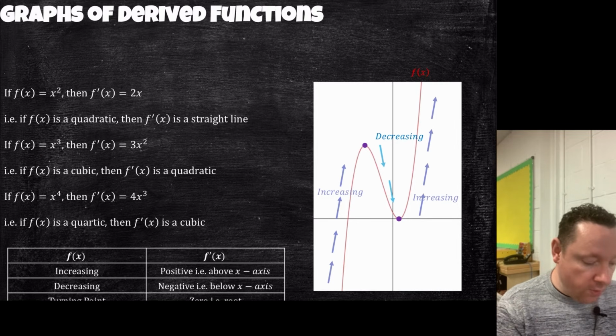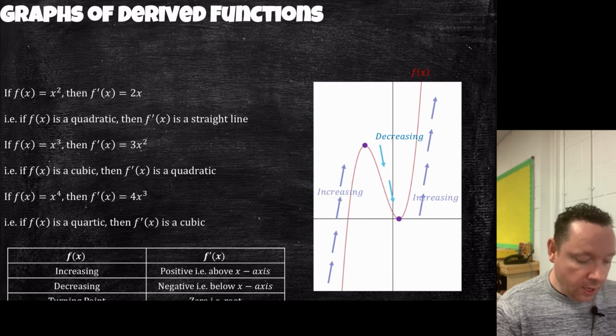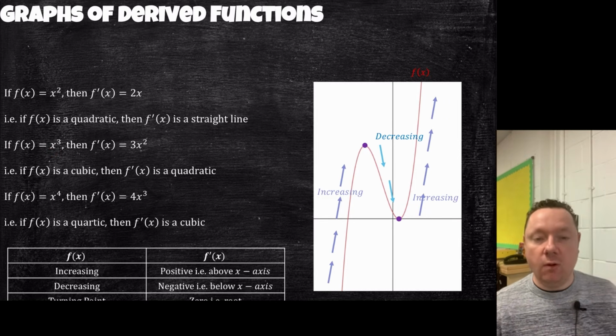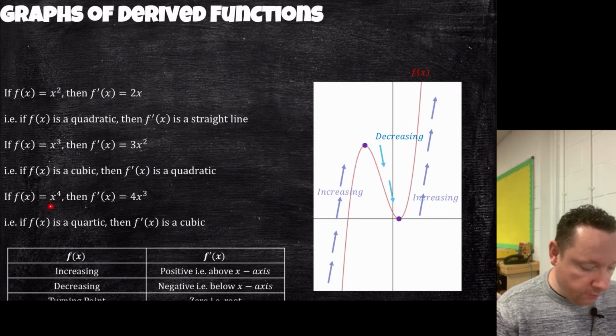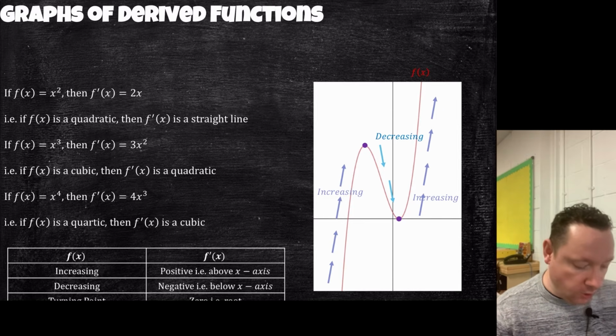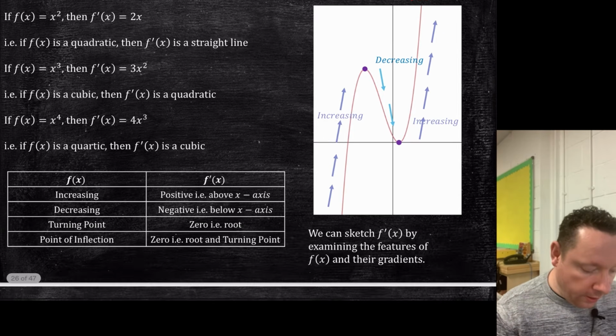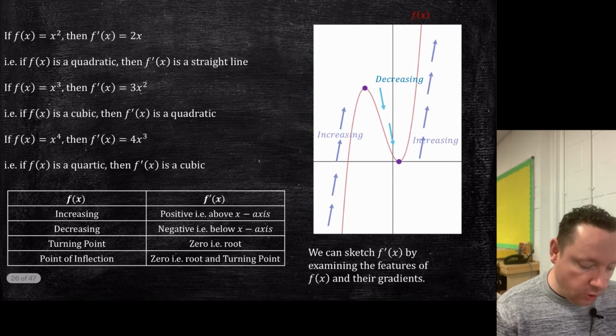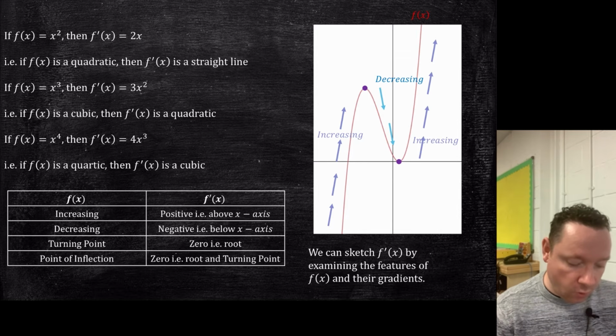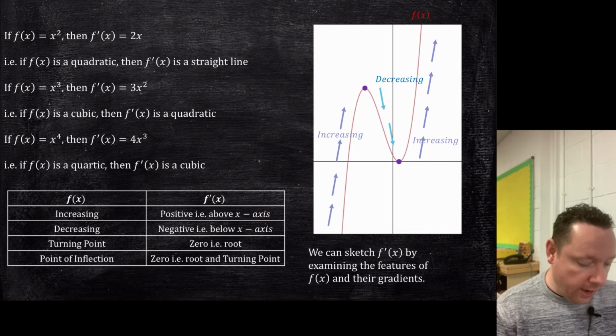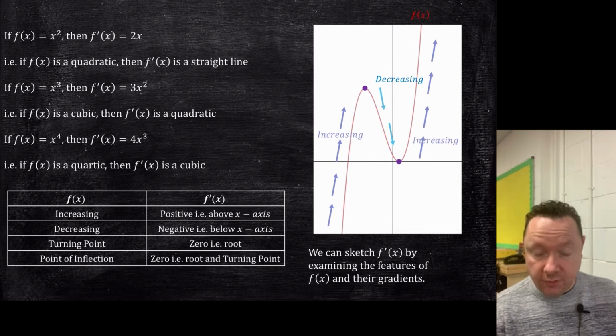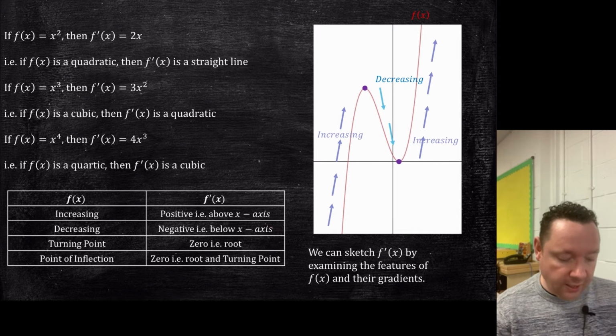Similarly, if you start off with a cubic, well, x cubed differentiates to 3x squared, you're expecting a quadratic. Similarly, if you've got a fourth power, you get a cubic, and so on. So here's how you kind of do it. You look to see where it's increasing, decreasing and the turning points. When f of x is increasing, then the derivative is positive, so we draw it above the x-axis. When f of x is decreasing, the derivative is negative, so we draw it below the x-axis.